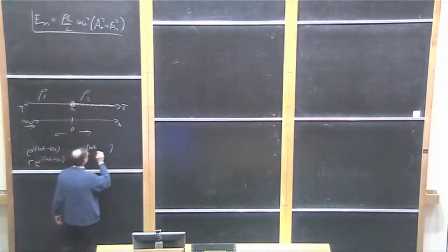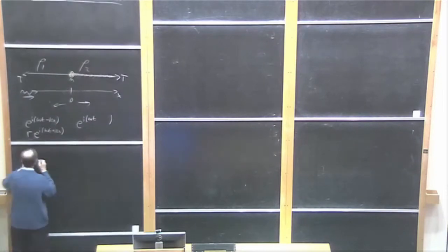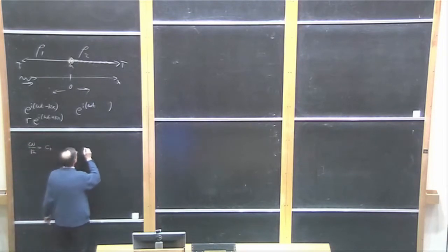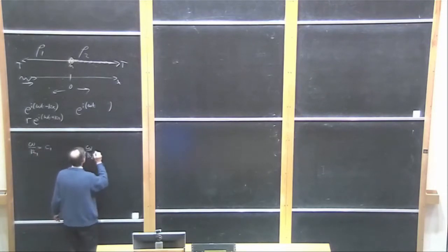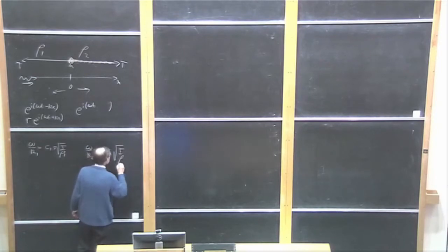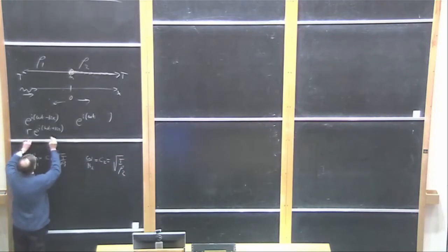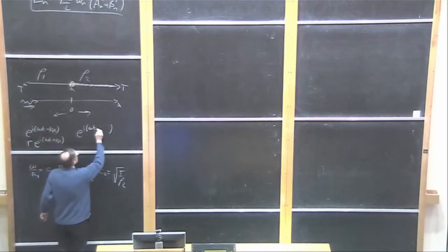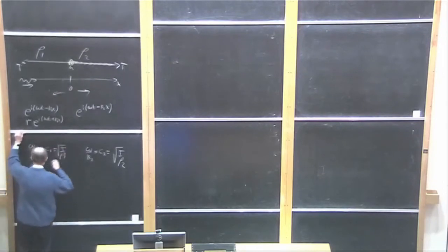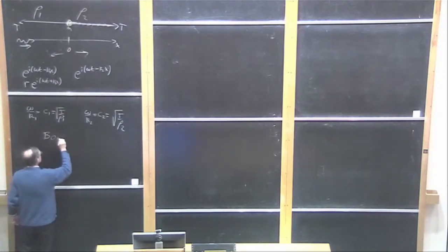But I do know that the k's must now be different, because on this side of the boundary we have omega over k1 equals c1, and on this side of the boundary I have omega over k2 equals c2. This is equal to the square root of the tension divided by rho 1, and that is the square root of the tension divided by rho 2. So this k here is k1, and this is a forwards going wave, minus k2 x. So let's discuss the boundary conditions that apply at this boundary.